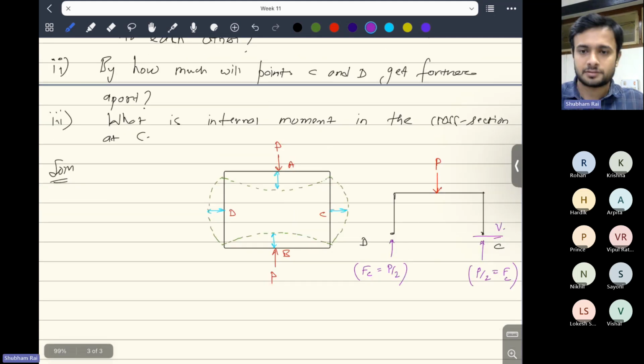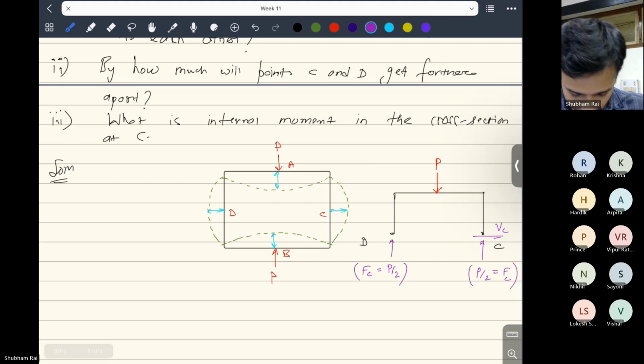Let's say here there is some shear force, and later on in the third part we need to find out the internal moment in this cross section also. So how are we going to find the shear force? Can anyone tell me? So there would be shear force as well as moment here. Here there would be moment also, that's called MC.